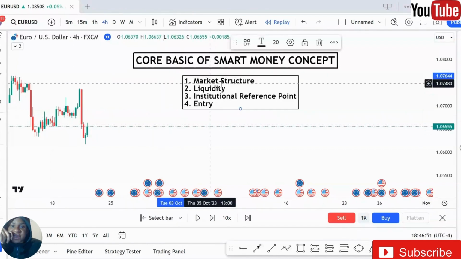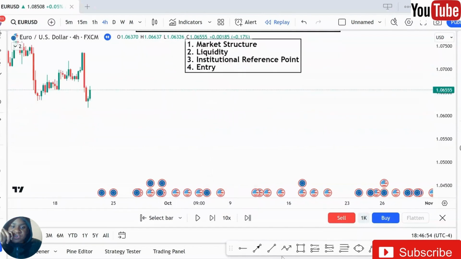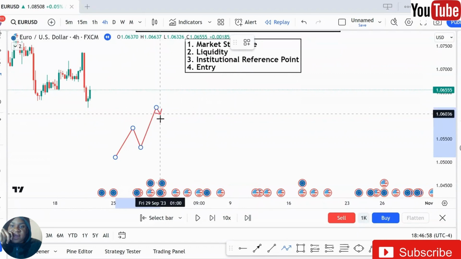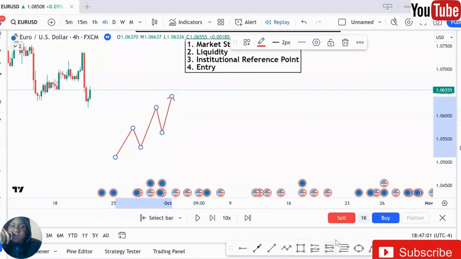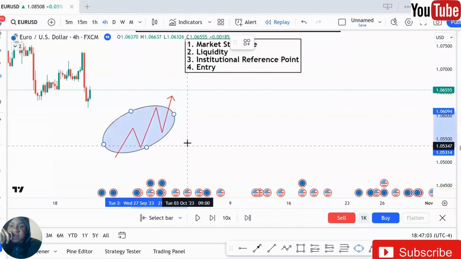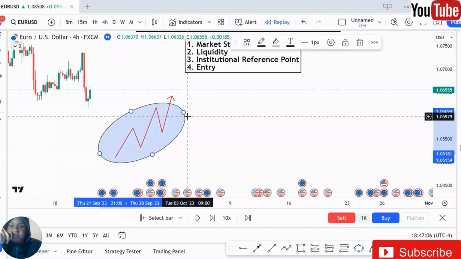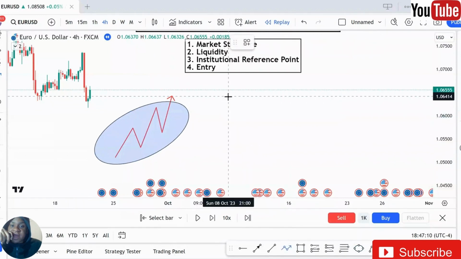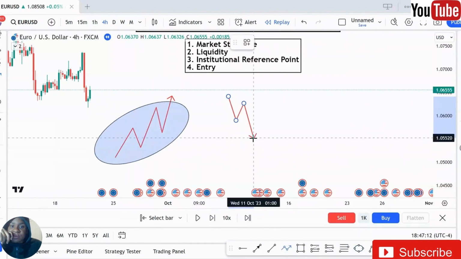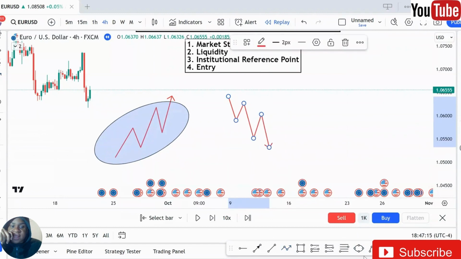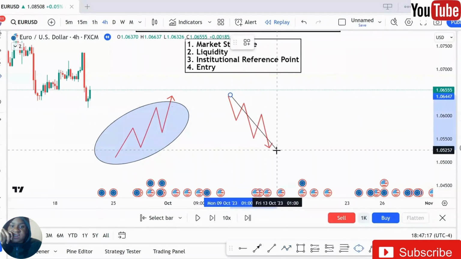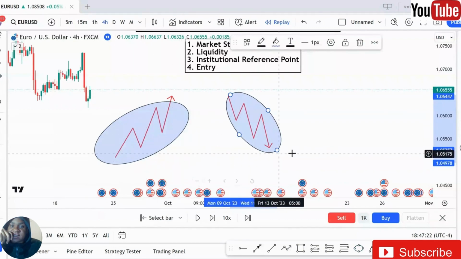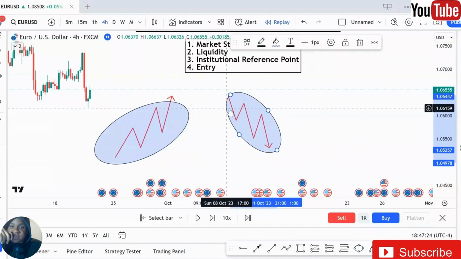Firstly is market structure. We all know how market structure works, right? Higher high, higher low. Higher high, higher low, higher high. This is a bullish scenario. Markets move like this for a bullish momentum. For a bearish momentum, we have the lower low, lower high, lower low, lower high, lower low. This is the bearish scenario. So this is for markets when you want to buy, markets move like this. And when you want to sell, markets move like this.